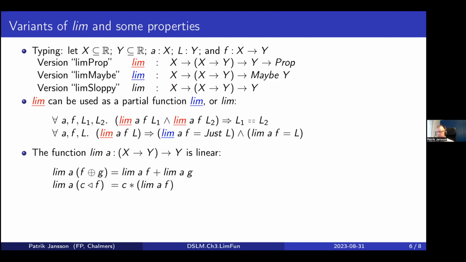And what does it mean? Well, normally linear means that if you add arguments, then you should add the results. And if you scale arguments, you should scale results. And that's what it means here as well. It's just that adding here is some different thing than adding over on the right.